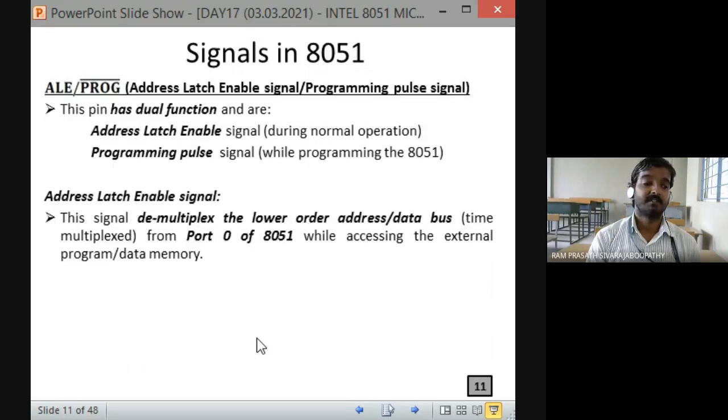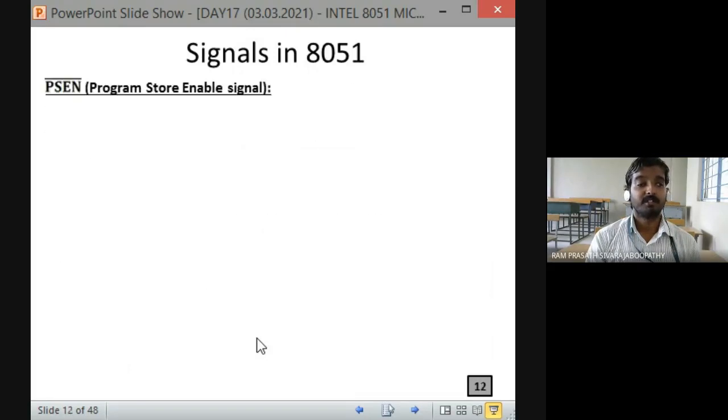Yes, fine. So that's all about the signal. Then PSEN bar, program store enable signal. This signal is going to function as a read signal when accessing the external program memory.